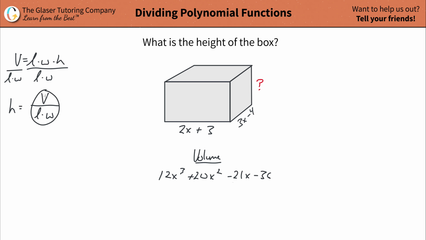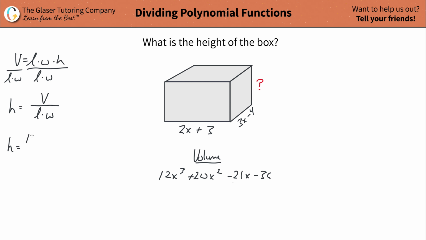Now, we need to know these three things in order to find the height, and it turns out that we do. Here's the length, here's the width, and here's the volume. So all you basically have to do now is plug them into your formula, and then we can find out what the height should be. Now, we might not get a numerical value, but we should be able to achieve an expression.